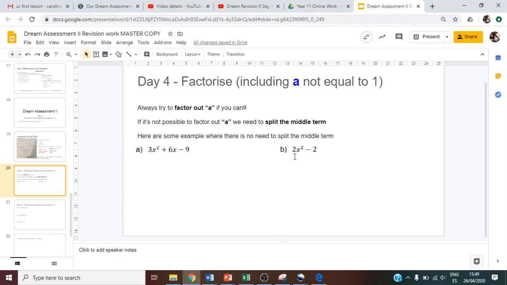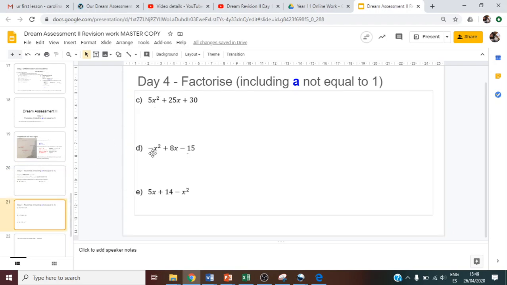Here as well, I can factor out a. Here a is 2, so factor out the 2. The remaining quadratic, you need to factorize like normal. Same thing with all of these. These ones, you do not need to split the middle term.